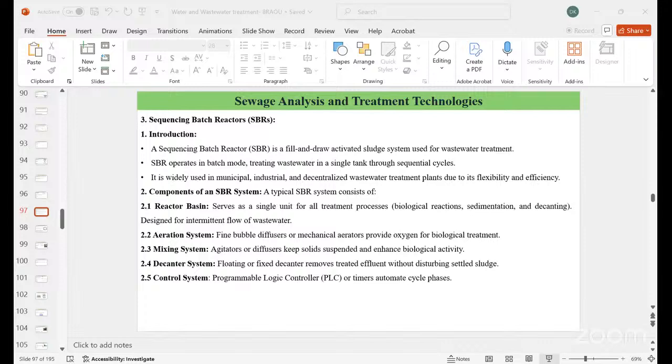Next is peracetic acid. This is another oxidizing agent, which disrupts the microbial cell membranes, and it is highly effective against a wide range of pathogens. It also decomposes to environmentally friendly byproducts, that is acetic acid, water, and oxygen, and can be used in a wide range of pH and temperature waters. The disadvantages are that it is relatively expensive, can be corrosive, and provides no residual disinfection.